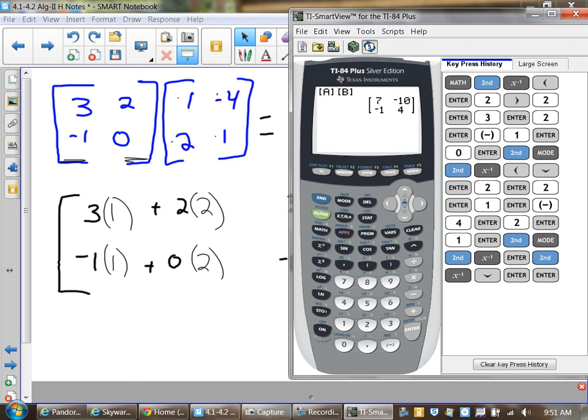And if you're not getting the same answer, what happens a lot of times is you might have missed an entry or something along those lines. Well, that's how you check your work on these things.